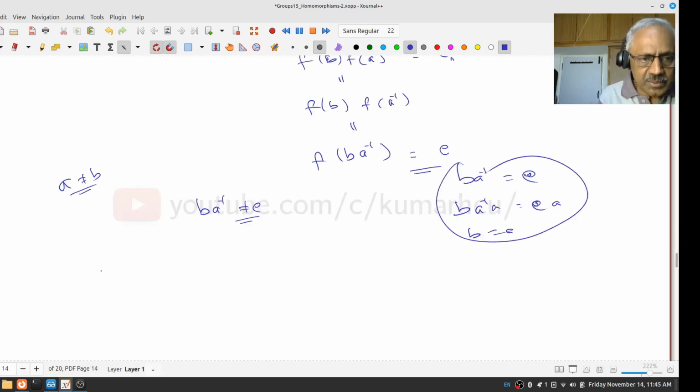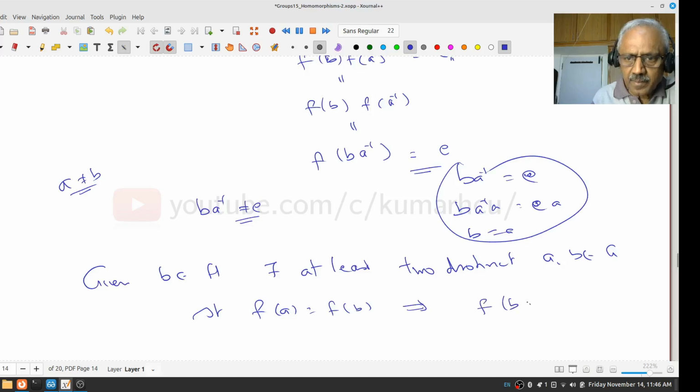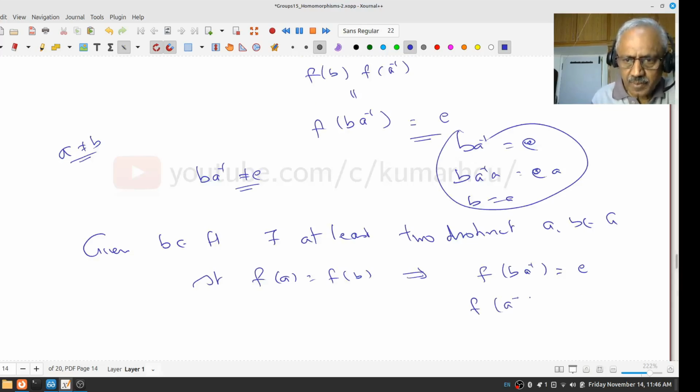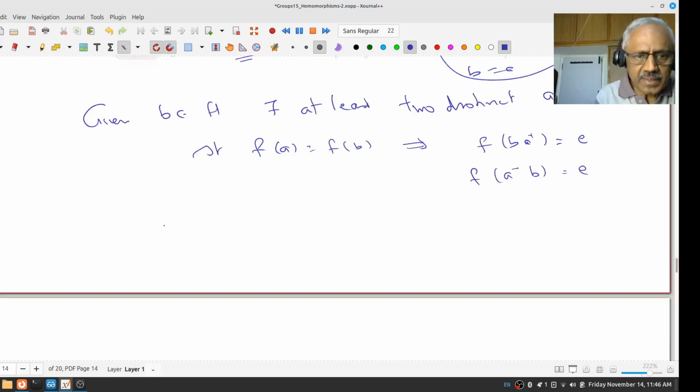So what we proved is, given a y in H, if there exist at least two distinct elements such that f of a equals f of b, then f of b a inverse is identity. And similarly, f of a inverse b is also identity. And that means, in particular, there exists x not equal to identity such that f of x equals identity.